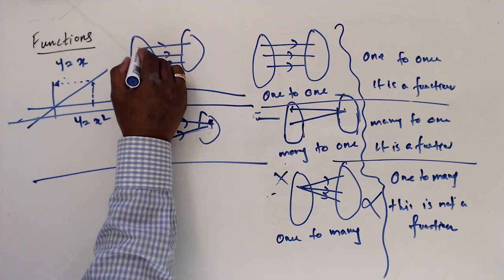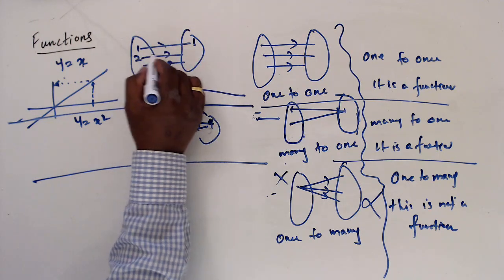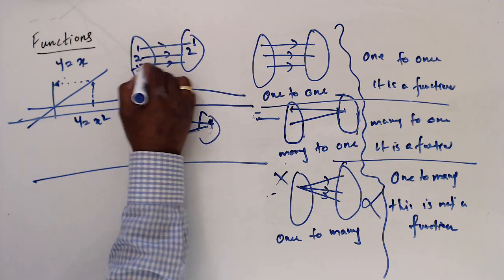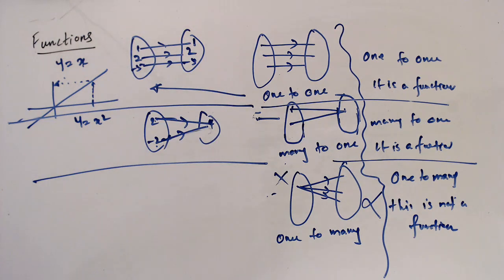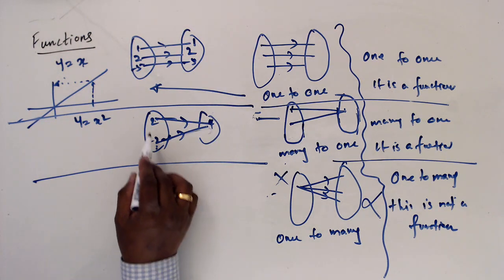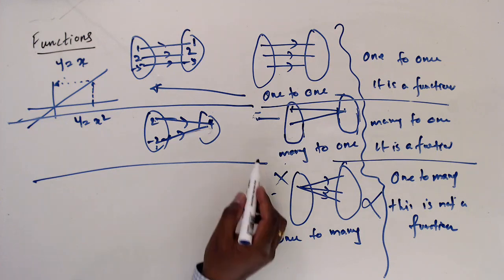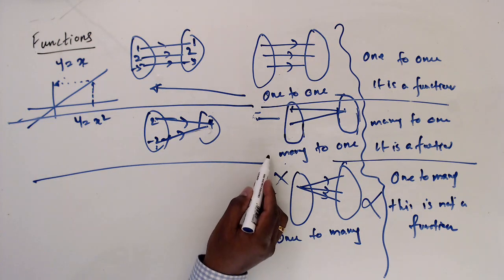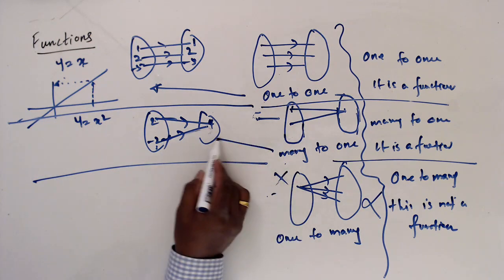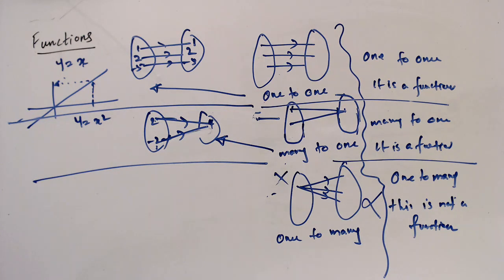So here if we put 1, we get 1. If we put 2, we get 2. If we put minus 5, we get minus 5. That is one-to-one. Here when you put 2, this is 2-to-1. So this 2 basically means many. So this is an example for many-to-one.